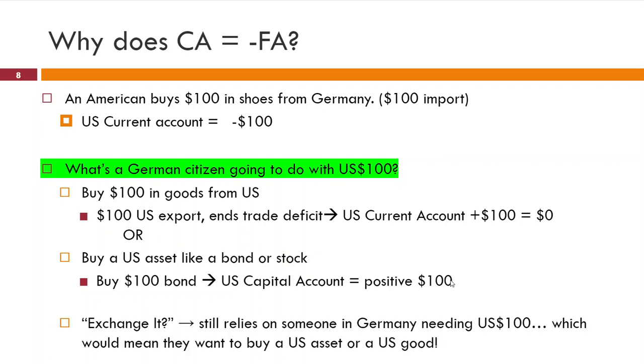The answer is, of course, yes, he could exchange it, but you have to follow that up with another question. Who's he going to exchange it with? He's going to need to find somebody in Germany who needs 100 American dollars. And the only reason somebody in Germany needs 100 American dollars would be to buy an American asset or to buy an American good, which all will come back on the current account. So the only way that money moves across borders is for the purchase of goods and services and assets, and that money always kind of has to return home.